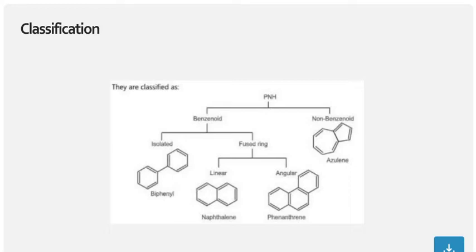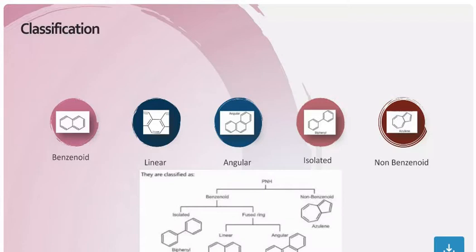So now it is very clear what PNH means, what the classification of PNH is, what the isolated system is, and what the fused ring system is. Naphthalene and phenanthrene are examples of fused ring systems, biphenyl is an example of an isolated system, and azulene is an example of a non-benzenoid system. Phenanthrene, naphthalene, and biphenyl are all benzenoid, and benzenoid and non-benzenoid are both polynuclear hydrocarbons. Now look here: benzenoid, linear combination, angular combination, isolated, and non-benzenoid.